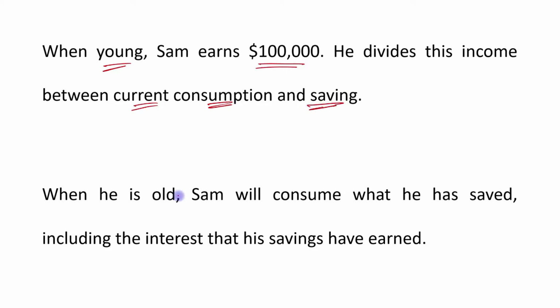Okay. Now, when Sam is old, that means we are talking about the second period. When he is old, definitely he will consume what he has saved, including the interest that his savings have earned. Whatever he saved, he must have earned some interest on it, right? So savings plus interest is what he has when he is old, and he will consume that only.